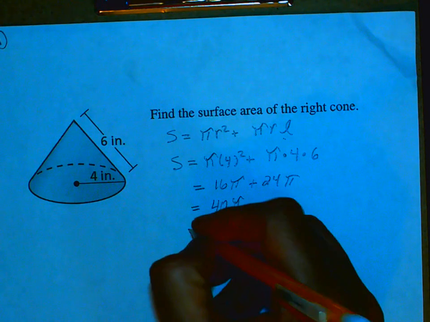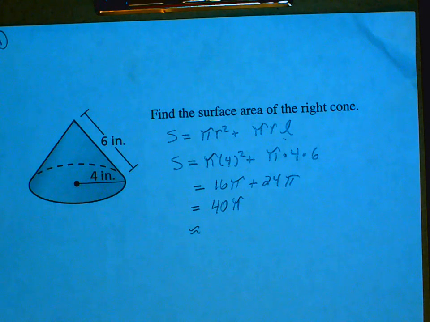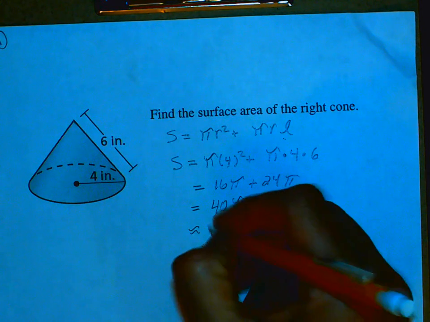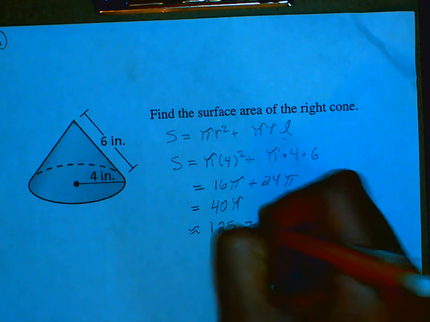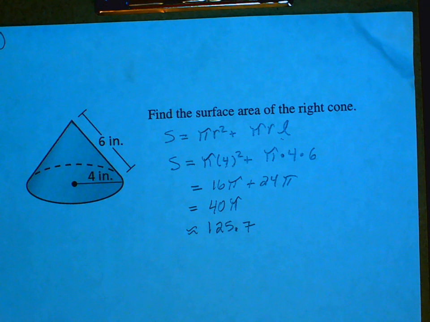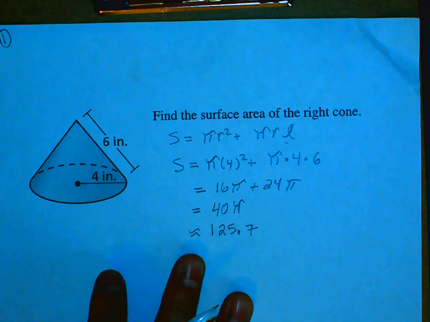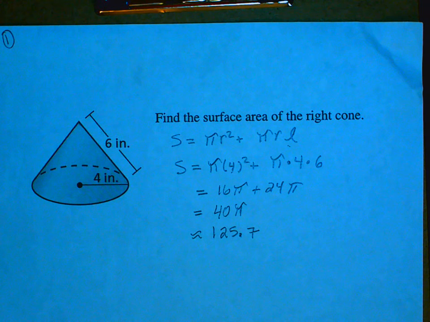If I want an approximate answer, then I would have to put it in the calculator. So 40 times pi is approximately 125.7. Make sure you check to see how they want you to round. So this was problem number 1. Pause the video if you need some more time.